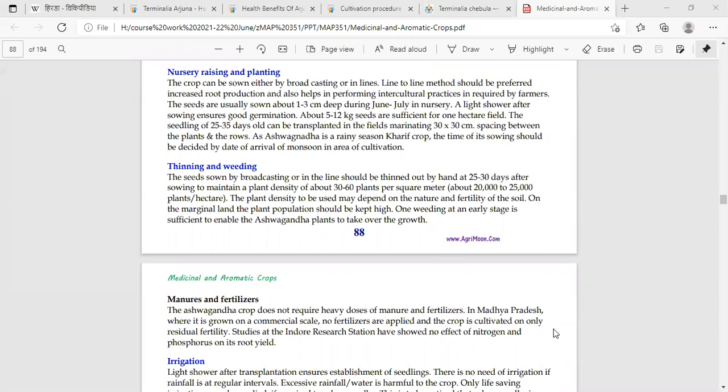So this crop has no fertilizer requirement. We can cultivate it in barren land with very less fertile soil, which can be used for the cultivation of the ashwagandha plant.